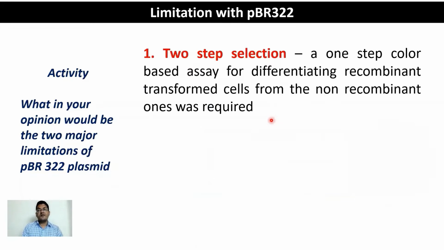First, of course, is that the selection process is slightly elaborate, and it is a two-step selection. You have to plate the cells twice to actually get to the final recombinant transformants, and that too in an indirect manner. A one-step color-based assay for differentiating recombinant transformed cells from the non-recombinant ones would be more convenient.